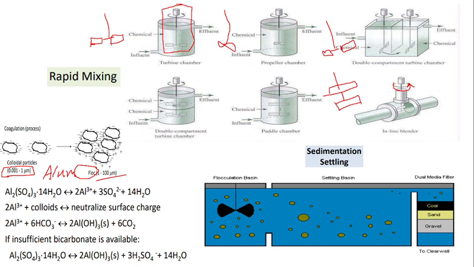When there is an insufficient amount of bicarbonate, along with aluminum hydroxide, this aluminum hydroxide is the precipitate. It will be easily sedimented as a solid. Along with the Al(OH)3, in the presence of insufficient bicarbonate, it will also produce H2SO4 along with water instead of carbon dioxide. So this is the process happening in the flocculation.